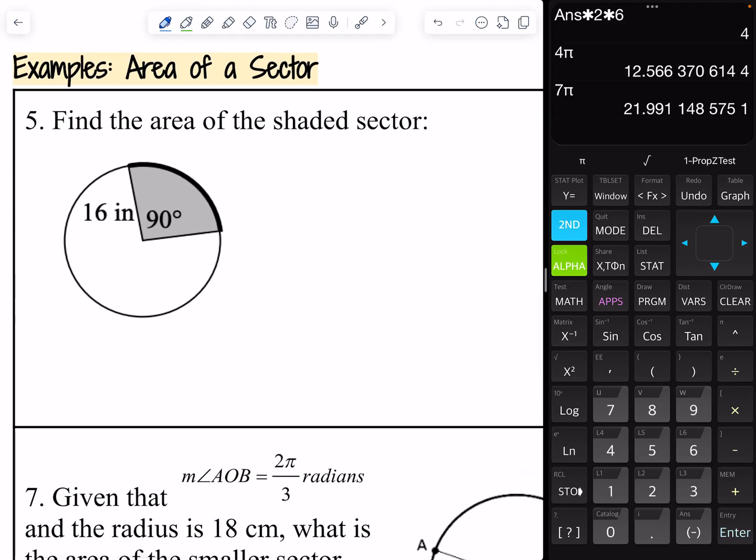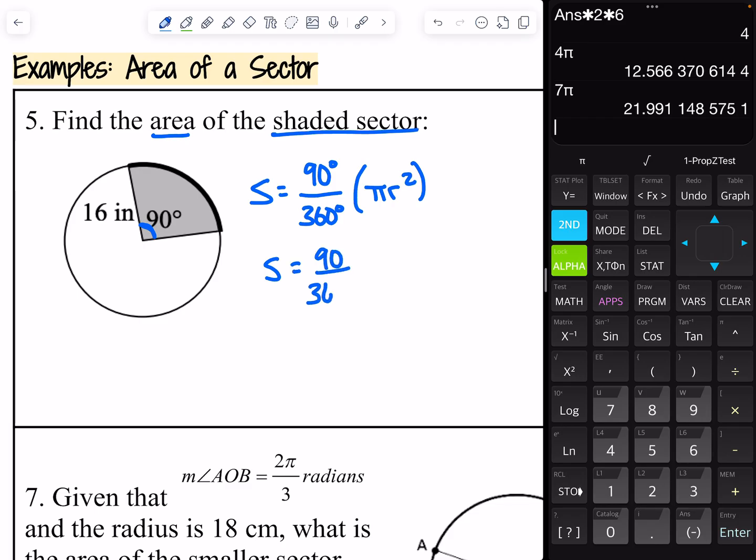So number 5 says find the area of the shaded sector. So again, I notice this is in degrees. So I'm going to use 90 degrees over 360 degrees, because if it's out of degrees, I've got to use 360. And then I need to find the area of the shaded sector. So I need to multiply by the area of a circle formula, which is pi r squared. And then let's just replace that r with what we know the radius is based on our picture. So I can see that the radius would just be equal to 16. So I'm going to put that in for the radius.